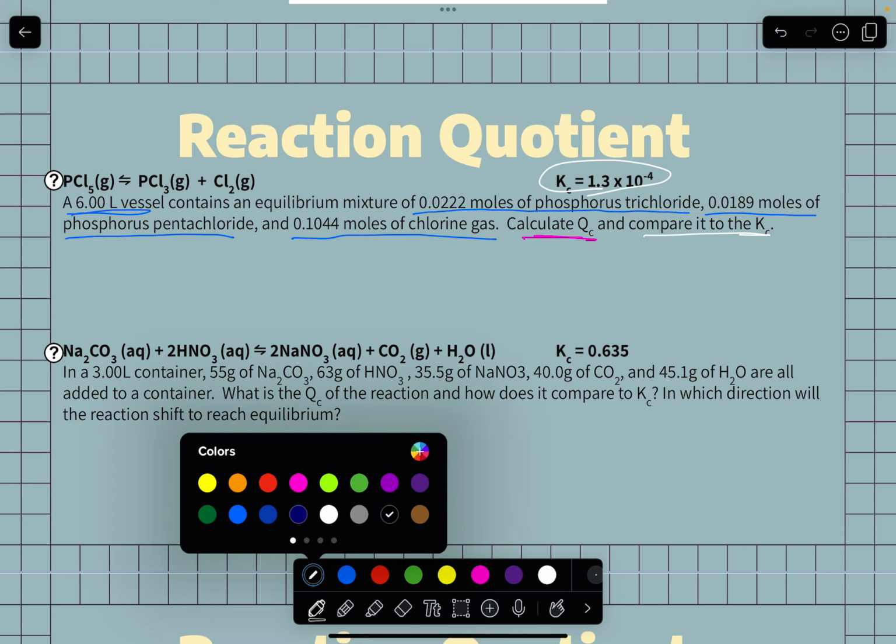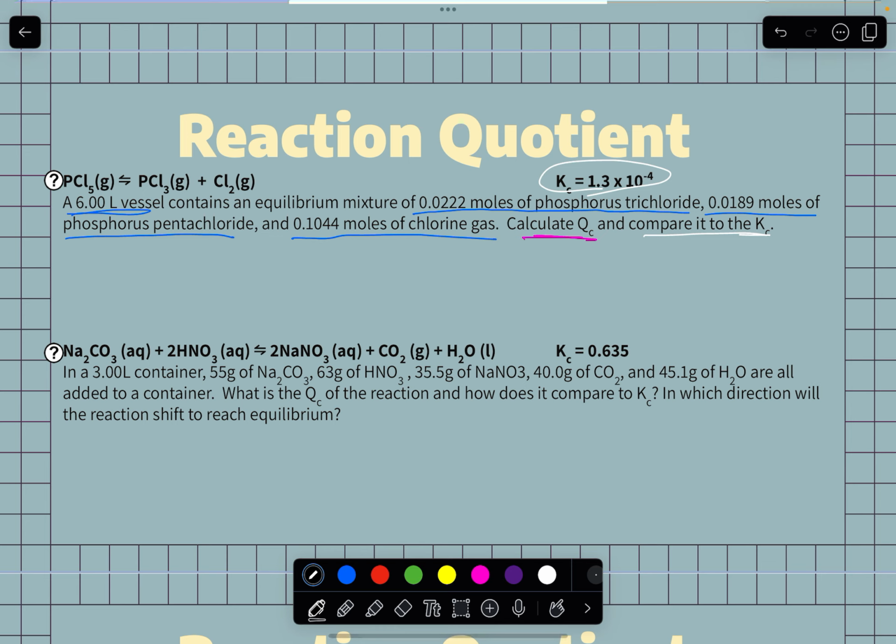So one thing here, make sure we remember our naming rules. We have a trichloride and a pentachloride. They're both phosphorus. Trichloride means it has 3 chlorines. Penta means it has 5. So be careful with that. Don't get those mixed up.